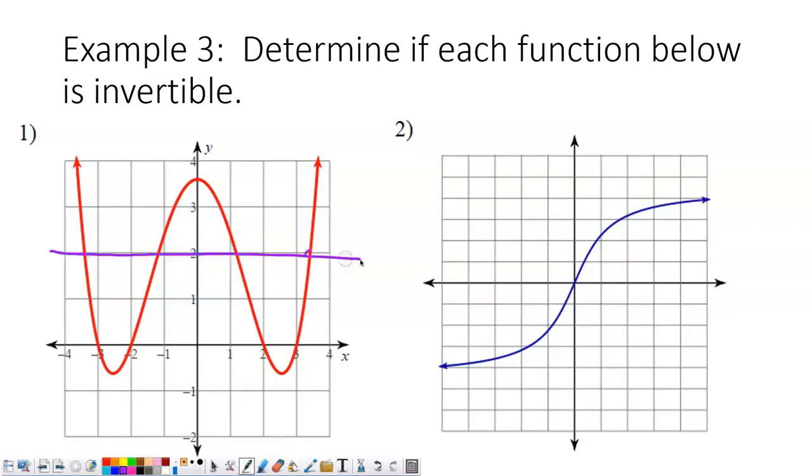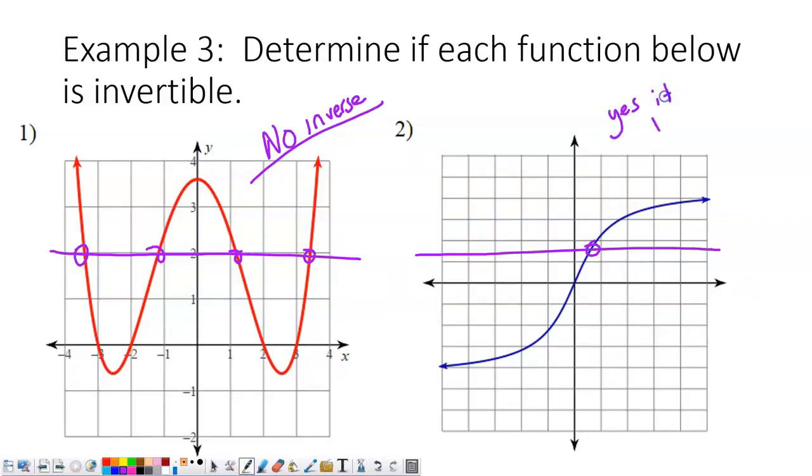So if I draw a horizontal line, it touches it much more than one time. And therefore the answer is no, there is no inverse for this particular function. Whereas for this one over here, if I draw a horizontal line, it only hits it once. So therefore this one would have an inverse. In fact, we could probably draw the inverse. It would probably look something like that.